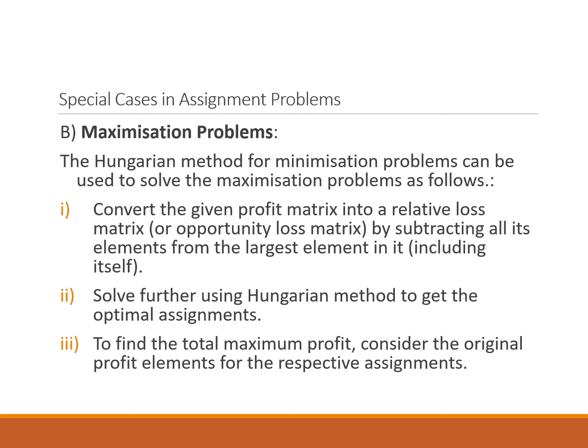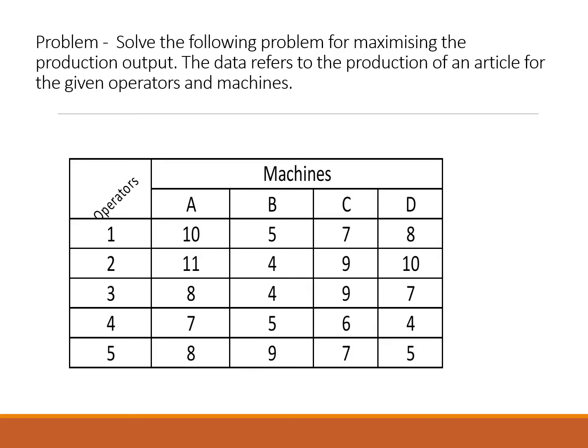So here is the given problem. The following problem is for maximization of production output. The data refers to the production of an article for the given operators and machines. So here the operators given to us are 1, 2, 3, 4, 5 with respect to the machines A, B, C and D.